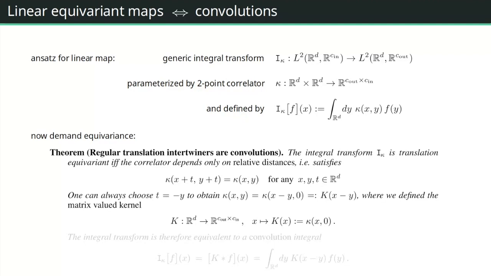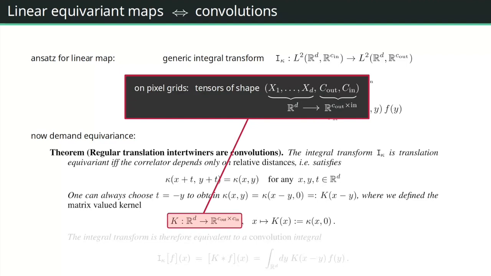And if we take the specific choice that t is minus y, then we get that kappa of x and y is equal to kappa of x minus y, and then a zero in the second component. And this thing, which only depends now on this relative distance in the first argument, can be written as something which depends really only on this relative distance. So we call it k of x minus y. And this is a non-redundant description of this restricted or constrained two-argument correlator.